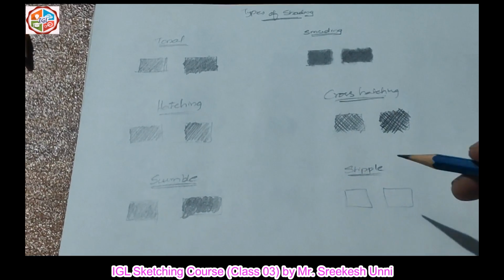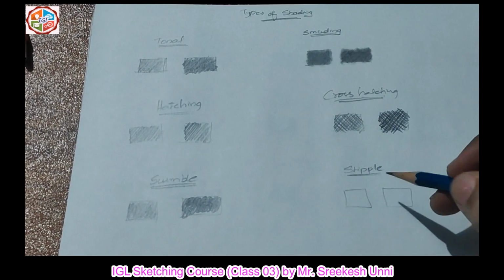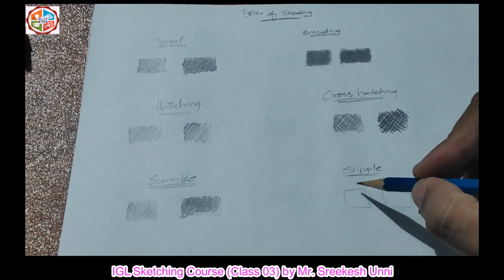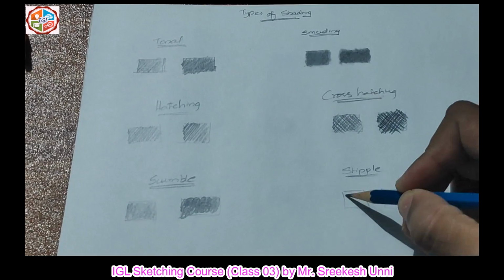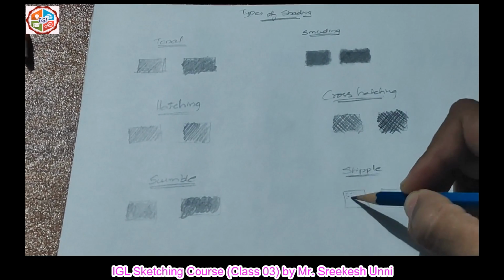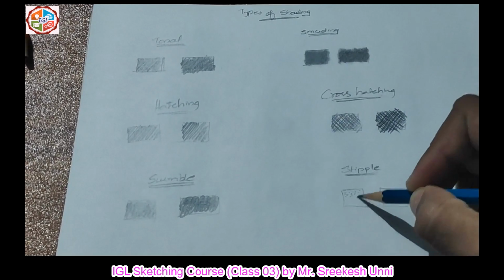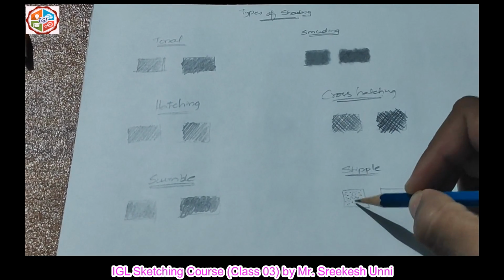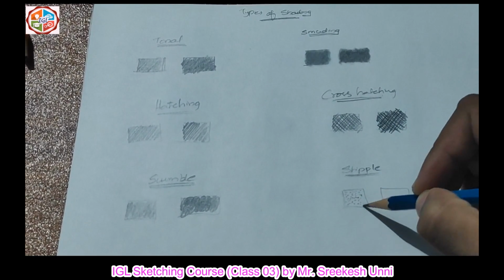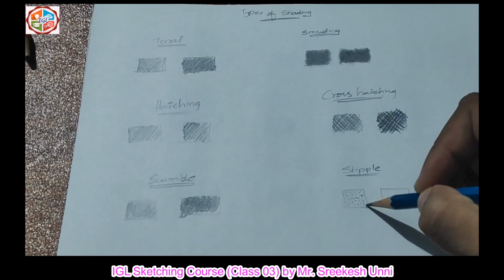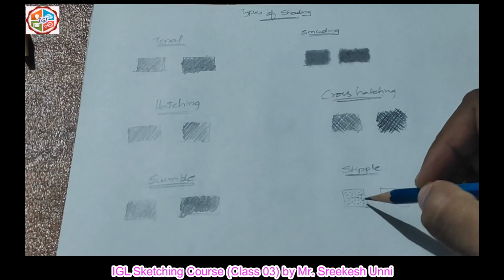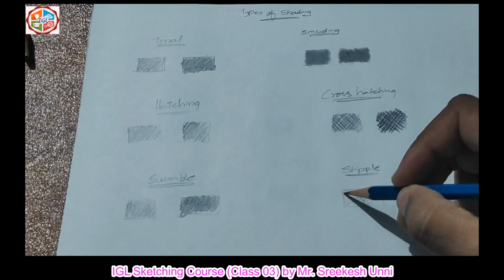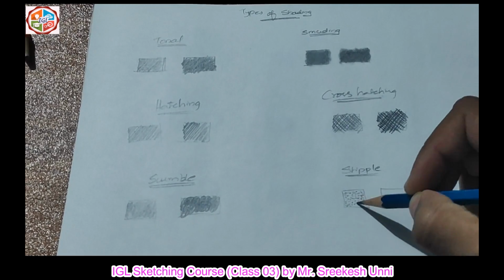And the last type of shading is stipple. The stipple method is very time consuming but easier to do, but you need a lot of patience. Stipple is nothing but you hold your pencil and you produce dots. You put as many dots as possible to create that shade. Normally this technique is used when you use a micro tip pen or a normal pen for drawing.